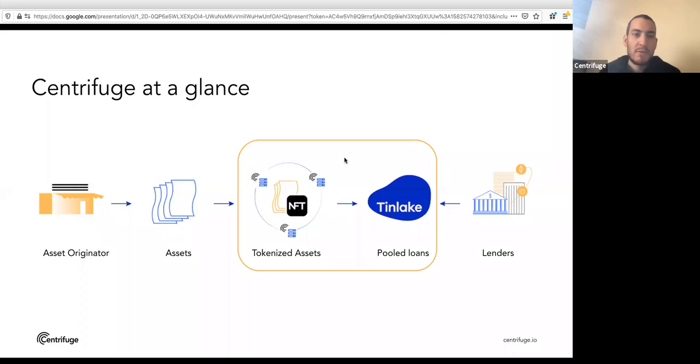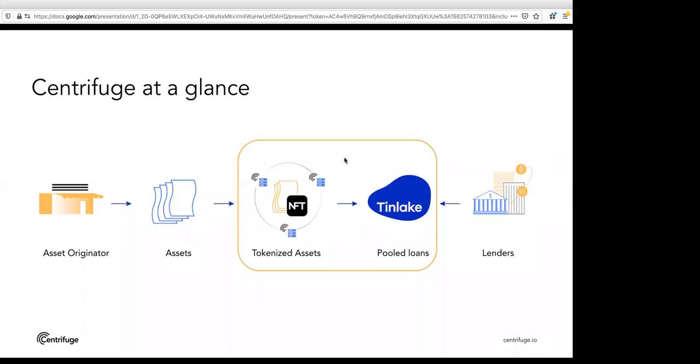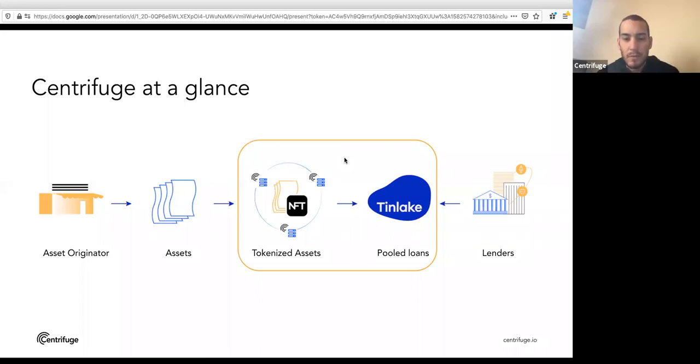So Centrifuge at a glance, I think it's two main parts. We have a way to tokenize individual non-fungible assets to create NFTs. So what does that mean? It means you can take an off-chain asset, meaning invoices, purchase orders, things that exist in the real world today that you want to use on a blockchain, right?